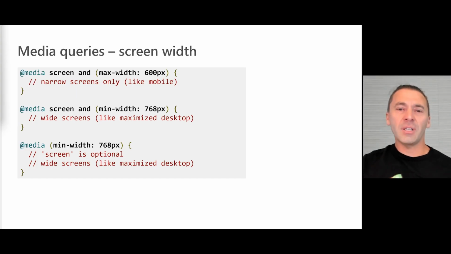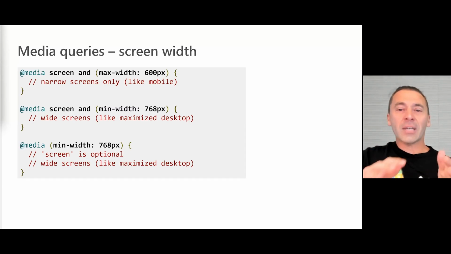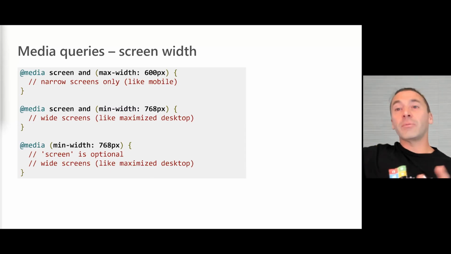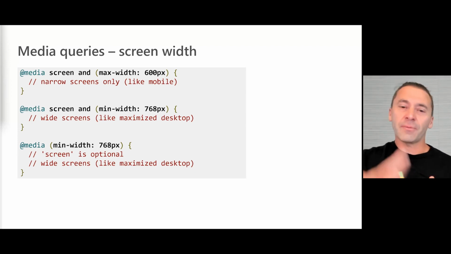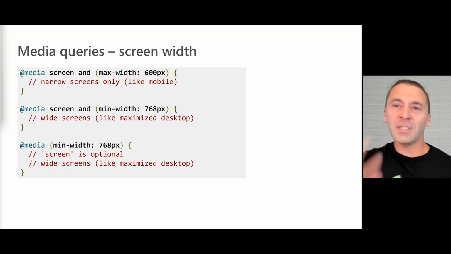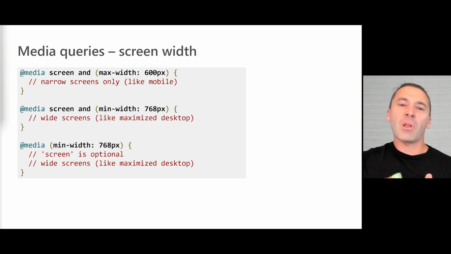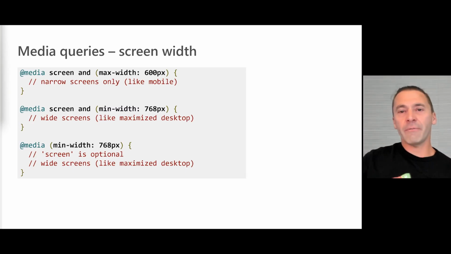So a few examples I've thrown in here: a max width of 600, you would put styles that are only for mobile. A min width of 768 would be styles that are going to be applied for really wide laptops or desktops or whiteboards. And the third example is, if you don't really want to specify screen, that's optional. You can just focus on the width that this media query is going to use. So I'm just throwing out syntax that builds on top of your existing CSS knowledge, and optionally applies these classes only when the display meets the criteria that we have.